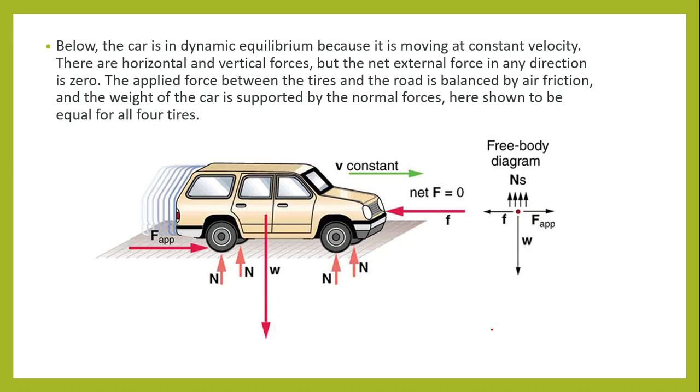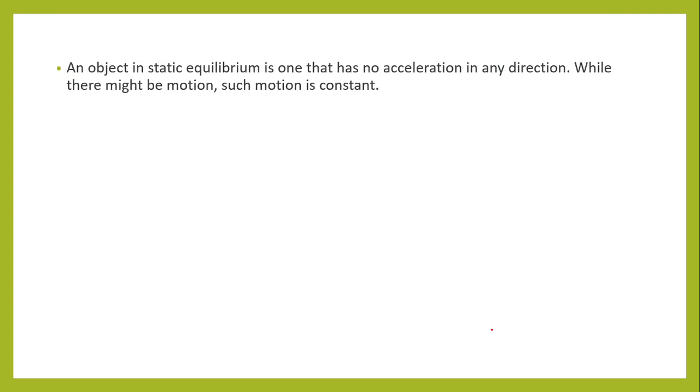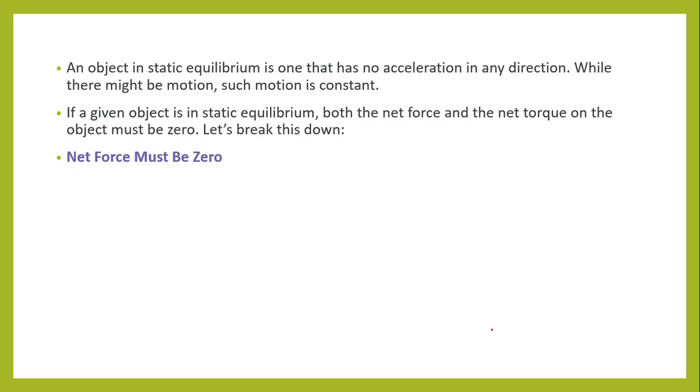Because it is moving at constant velocity, there are horizontal and vertical forces acting on it, but the net external force is equal to zero. So the applied force between the tires and the road is balanced by air resistance, friction, weight, drag, and everything else. So it just basically adds up to zero. For an object to be in static equilibrium, it has to have no motion, while in dynamic equilibrium some motion is allowed as long as it is constant. For an object in equilibrium, both the net force and the net torque on the object must be zero.